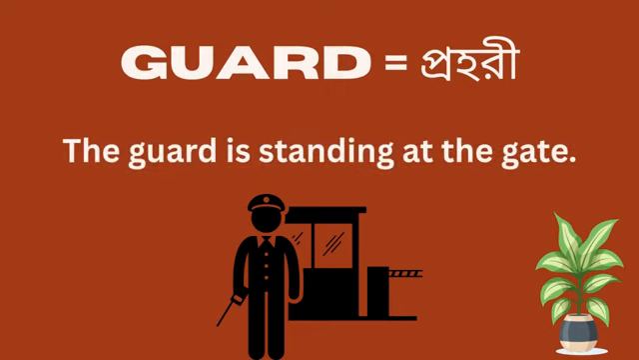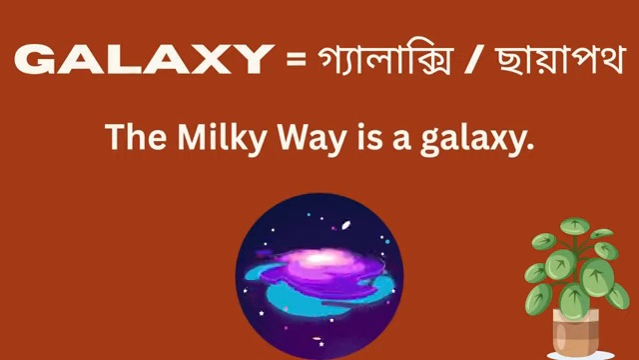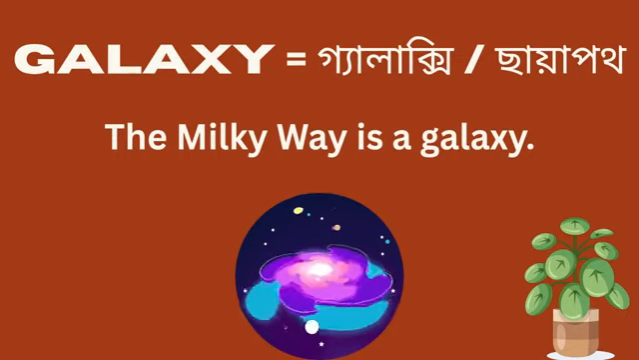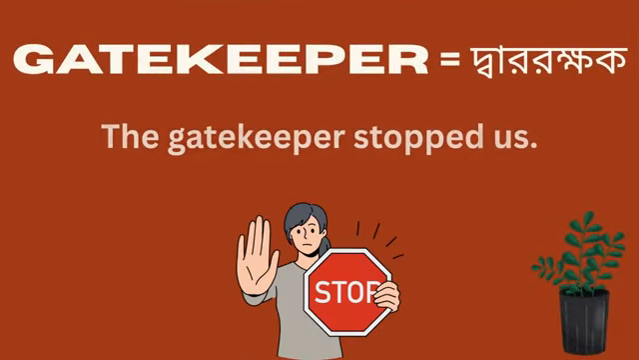Guard, Prahari. The guard is standing at the gate. Galaxy, Galaxy ba Chayapath. The Milky Way is a galaxy. Gatekeeper, Darrokhok. The gatekeeper stopped us.